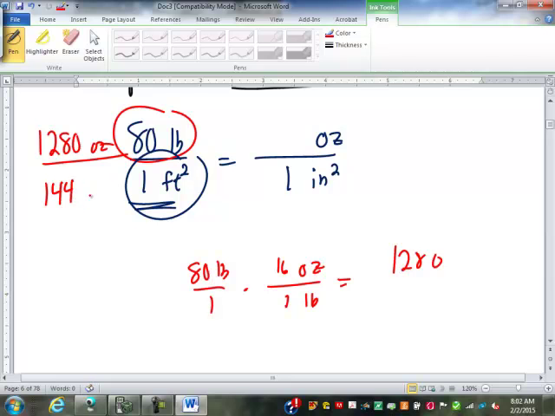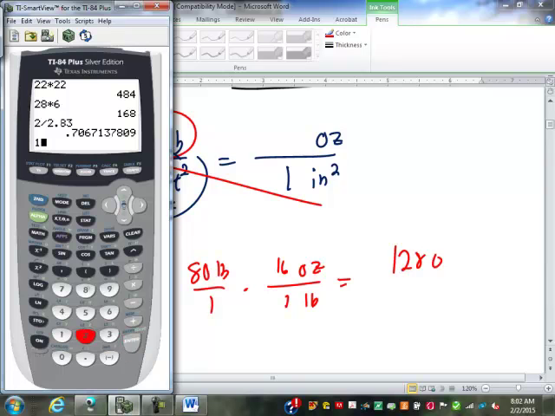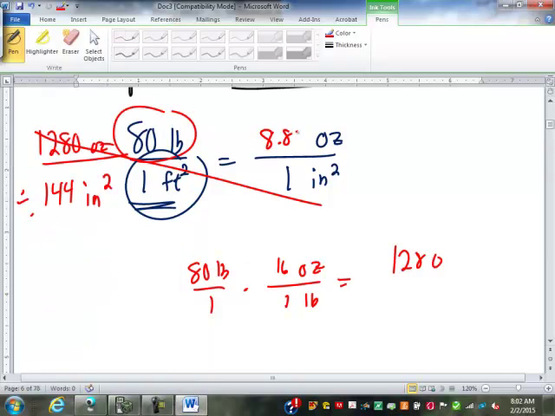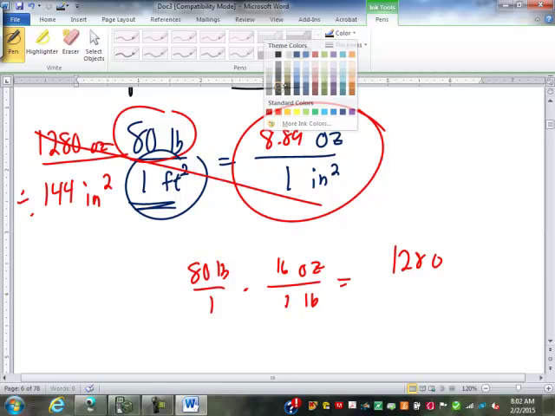Somebody said 1728. Remember, 1728 is square inches or cubic inches in a cubic foot. So 144 square inches. Now we can cross multiply and divide. 1280 times 1 divided by 144 gives us 8.89 ounces per square inch. Questions?